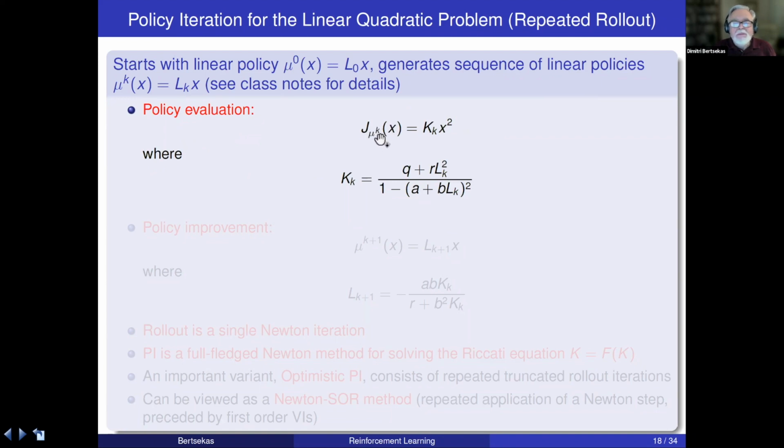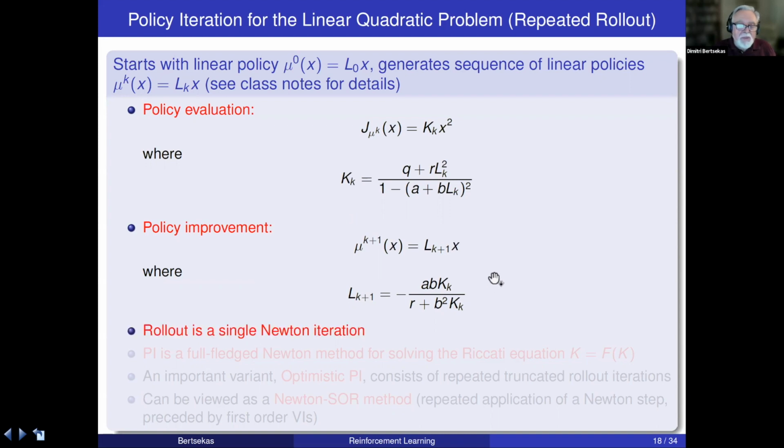The mu k has a cost coefficient K_k, which is given by this expression. And the policy improvement is obtained by minimizing in the Riccati equation with K equal to K_k, and gives you L_{k+1}, another linear policy, and its coefficient is given by this expression. Rollout is just a single Newton iteration. Policy iteration is a full-fledged Newton's method, an infinite number of Newton iterations for solving the Riccati equation.